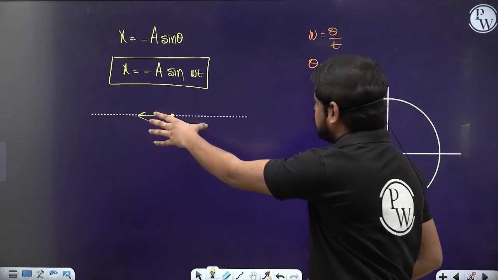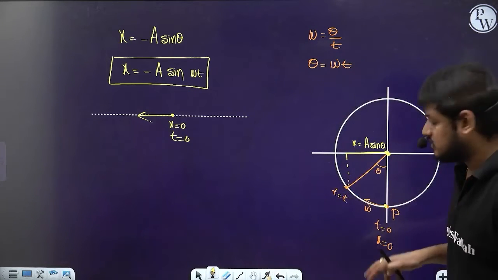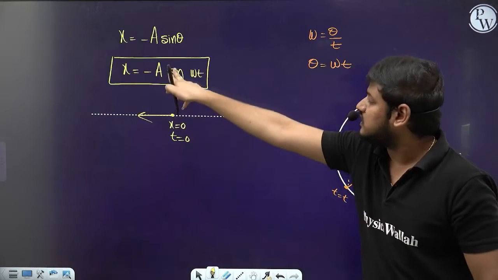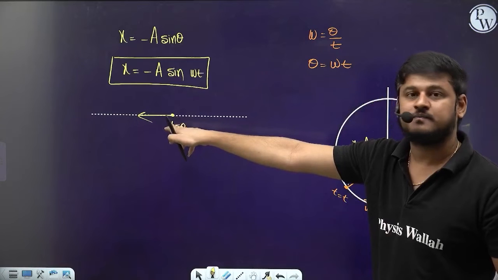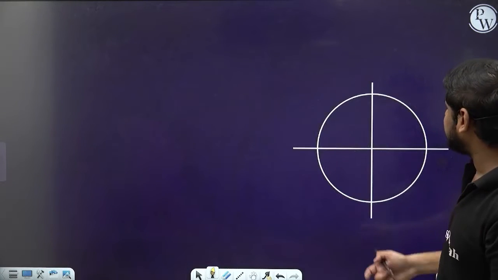So the particle which is starting from here in uniform circular motion, the projections of it will give the S.H.M which is equal to this one. Clear? Understood? So then consider one more scenario.